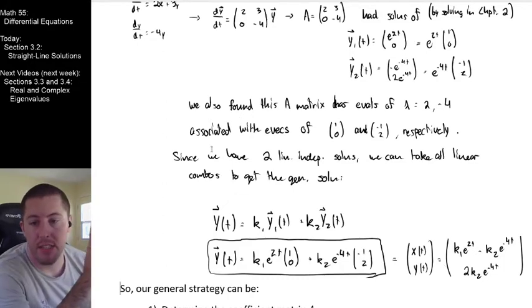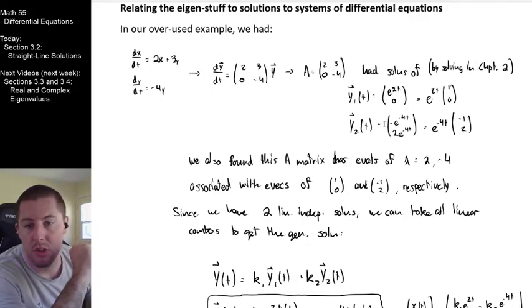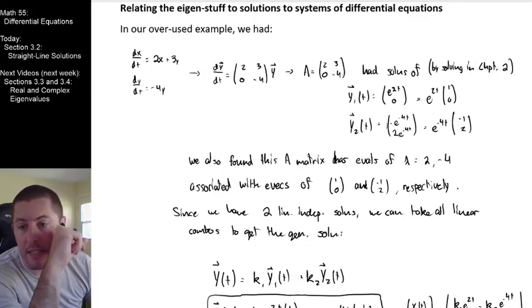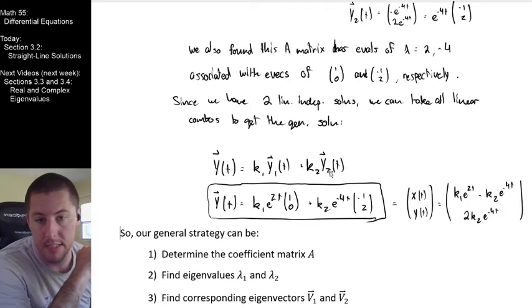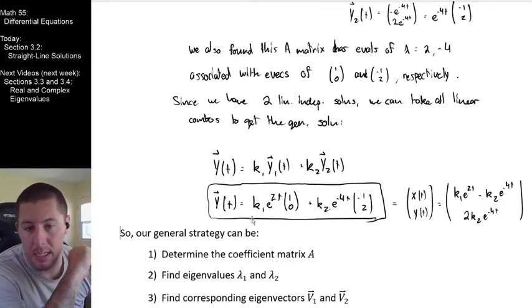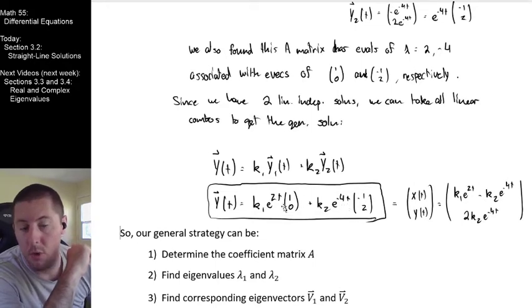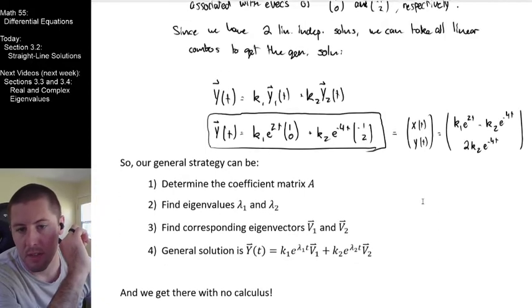And the beauty of all this is, we did a mountain of calculus back in chapter 2 to arrive at these solutions, but today we've done 0 calculus and still arrived at the same solution by recognizing that our general solution just consists of constant multiples k1 and k2, exponential functions with a base of e, with powers of each of our eigenvalues times t, 2 and negative 4, times the associated eigenvectors, which gives us the x and y components of our solution.